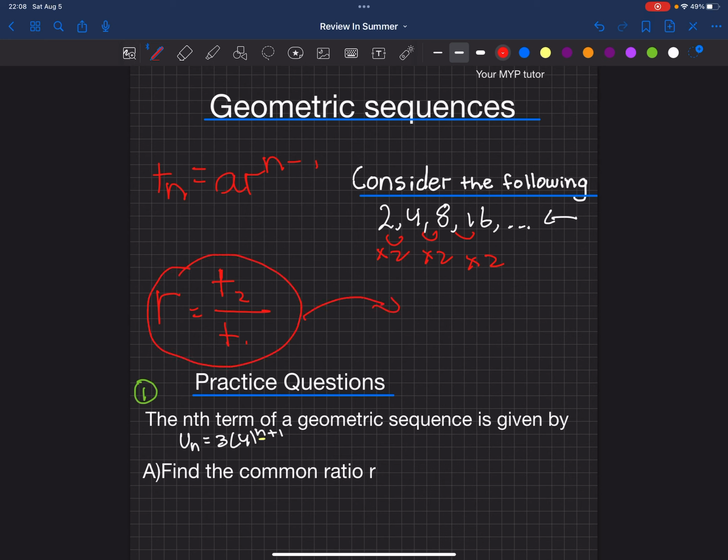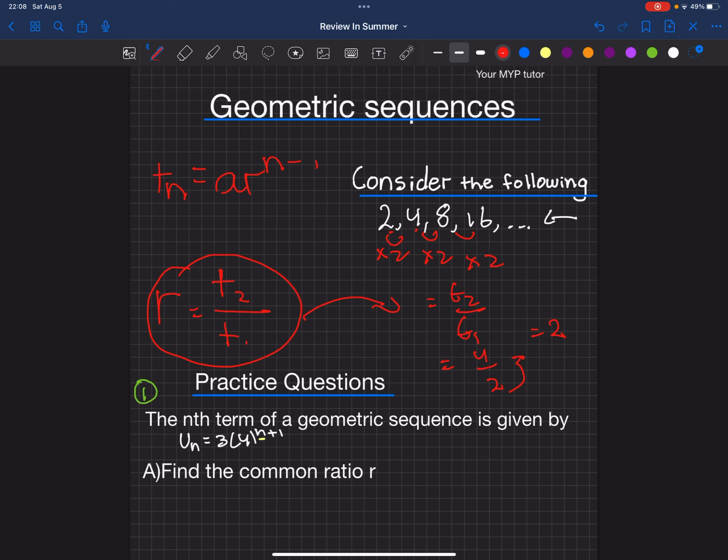To use this formula, all you have to do is term 2 over term 1. So it's going to be 4 divided by 2, because this is term 2 and this is term 1. And then we're given 2. Therefore, the ratio is 2.